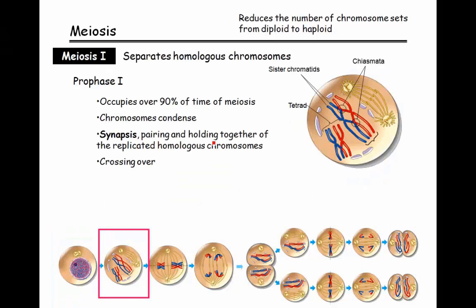In meiosis I, the homologous chromosomes are going to get separated. So that is the overall goal of meiosis I. We will start off with a prophase, which we call prophase I because it's part of meiosis I. And this really is the most important of all of the meiosis phases. Over 90% of the time of meiosis is going to be spent in prophase I. So there's certainly a lot of things going on.